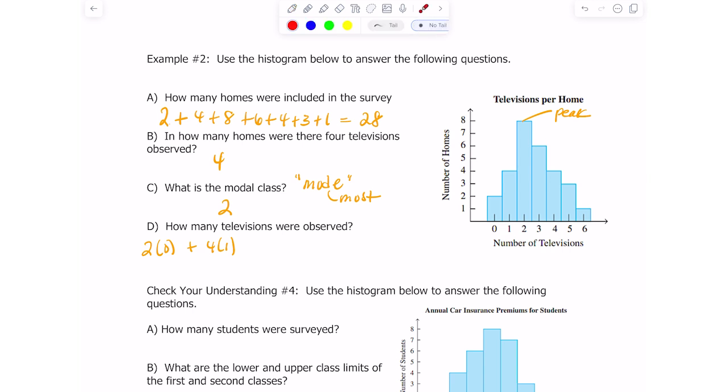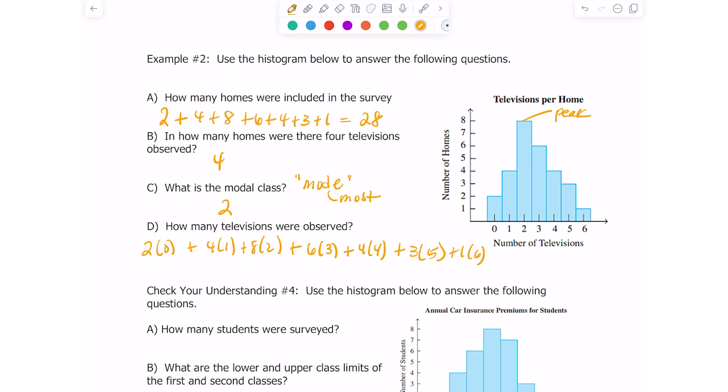Here I have 8 homes had 2 TVs, plus 6 homes had 3 TVs, and 4 homes had 4 TVs, 3 homes had 5 TVs, and last but not least, 1 home had 6 TVs.